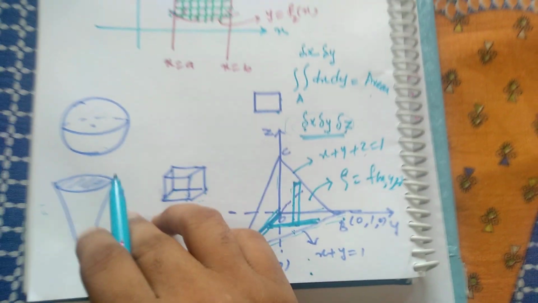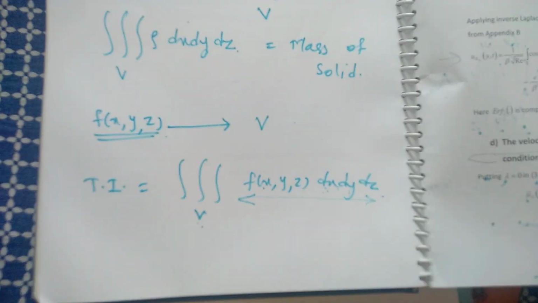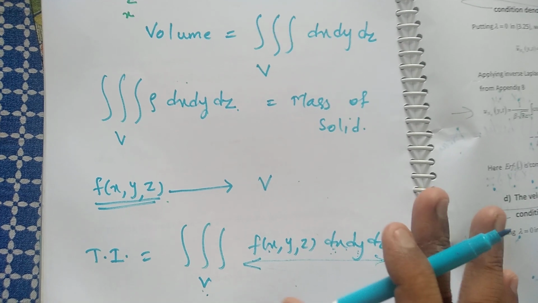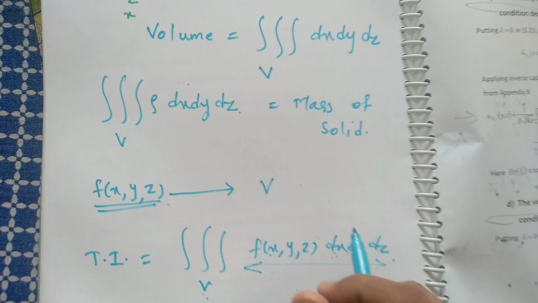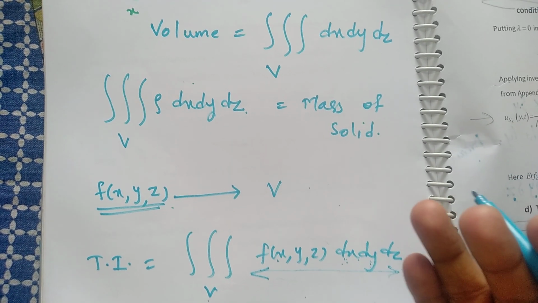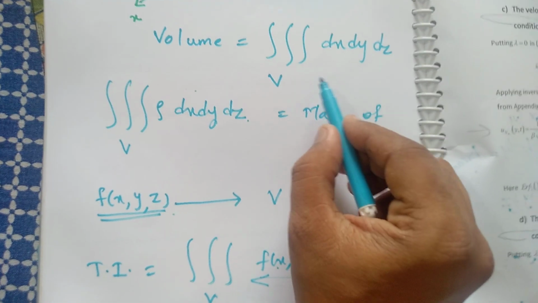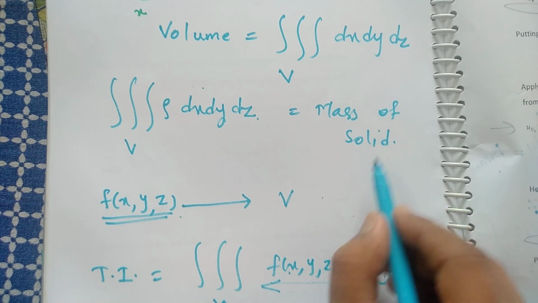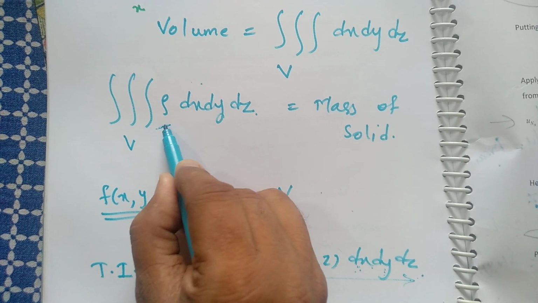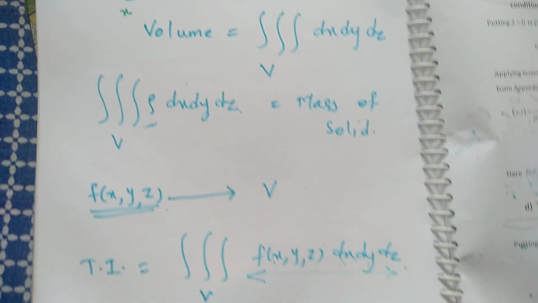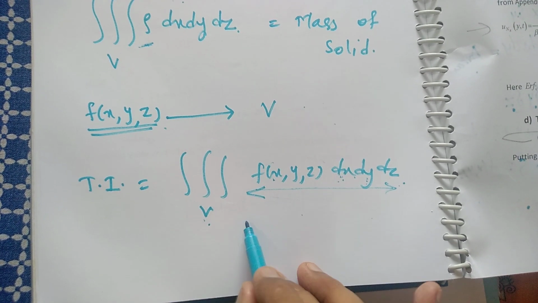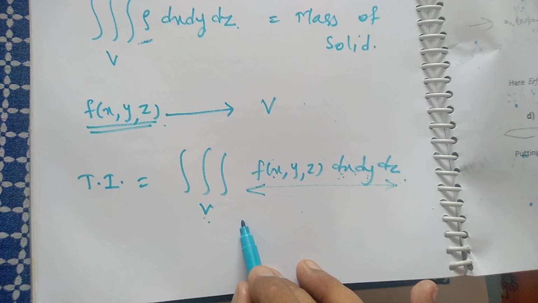Correct? So triple integration is nothing but an extension of double integration from 2 dimensions to 3 dimensions. One dimension is added, so area will become a volume. Mass of solid follows the same concept, and one more integration will be added here. Okay, so we'll stop here.